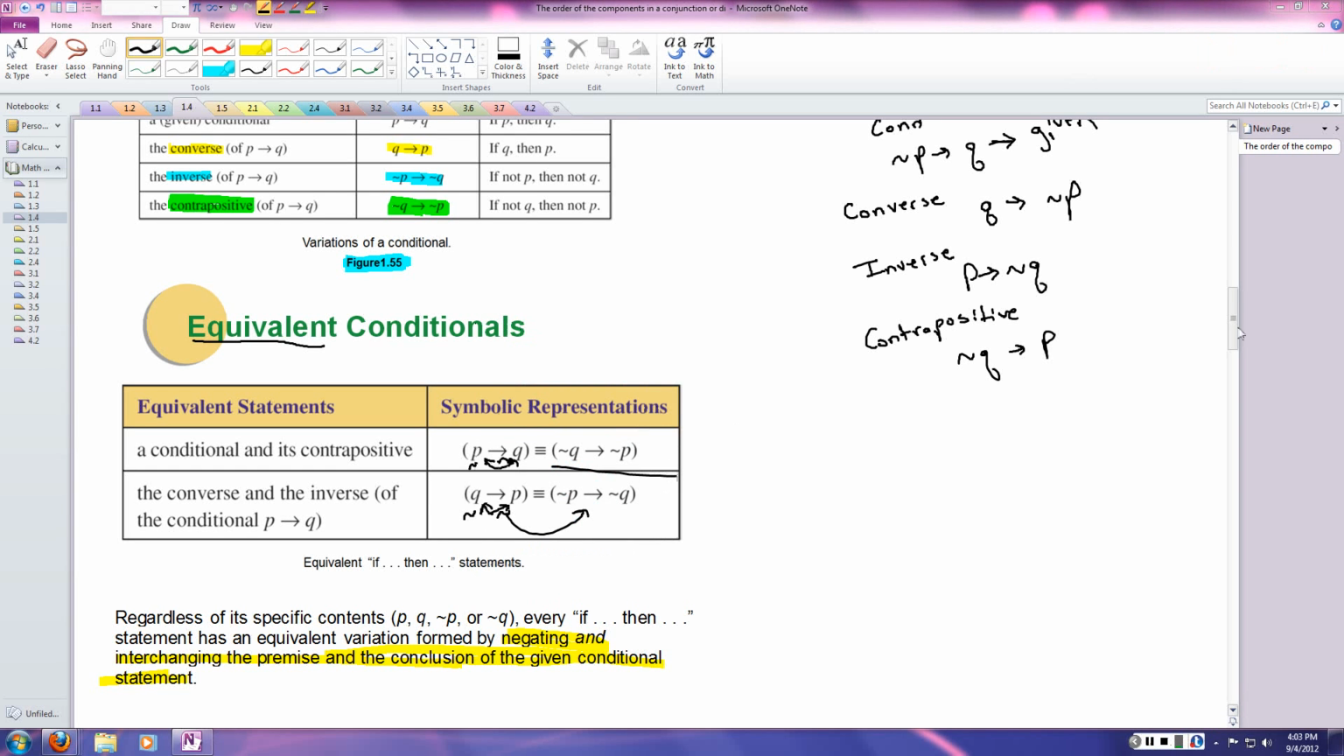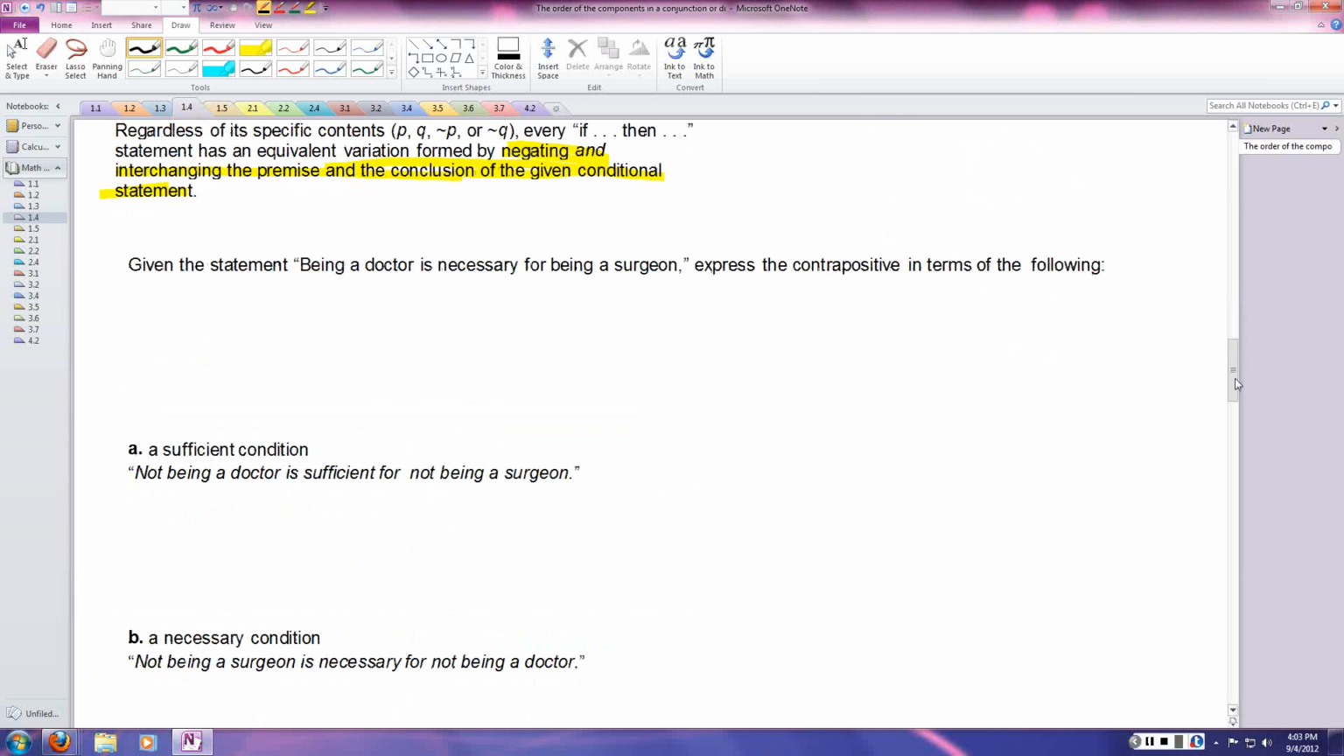Okay, so let's look at some examples that are still in the PowerPoint, now throwing in some things that we learned last week. Necessary tells me the order is going to be switched. First off, I just want to write the statement, and then I'll express the contrapositive in terms of a sufficient condition and a necessary condition. So given the statement, being a doctor is necessary for being a surgeon. Let's say this is doctor and this is surgeon.